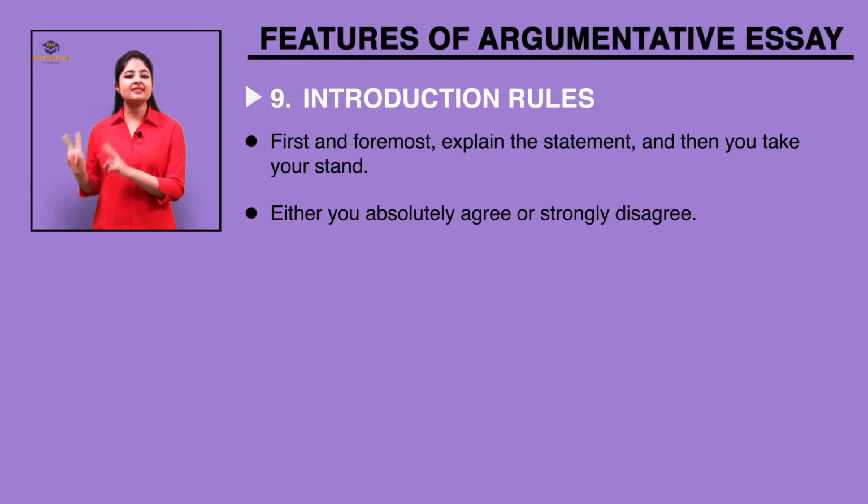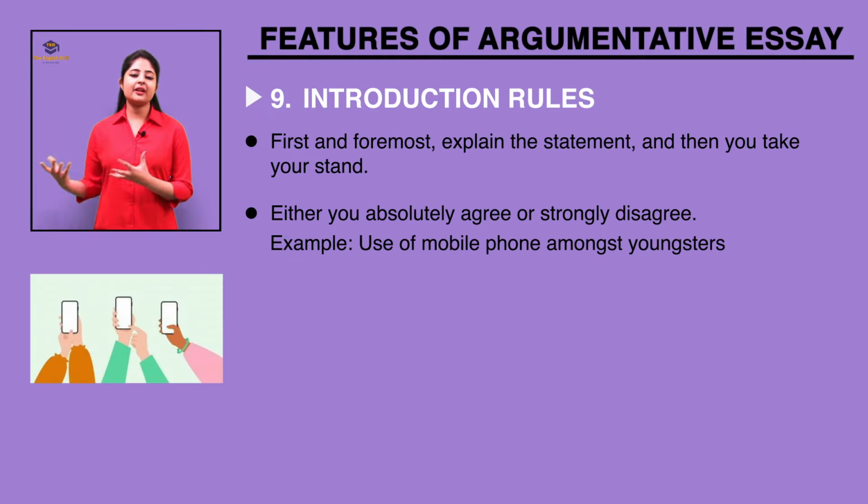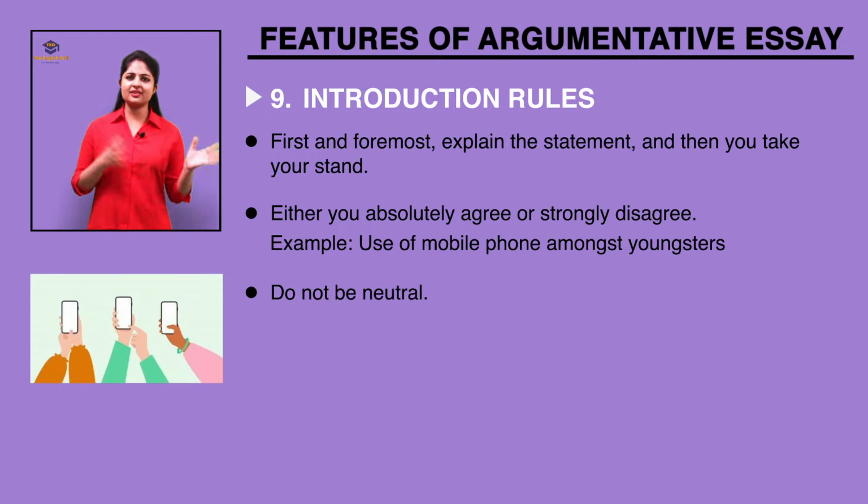or strongly disagree. So if your topic is something like use of mobile phones among youngsters, you cannot just write, in a very neutral way that yeah, it's good, it's also not good, people misuse it. You cannot just jumble up all of these points and take a neutral stance. You have to write either for or against, whether you support the use of mobile phones among youngsters or whether you are against it, and then develop your points based on your stance.